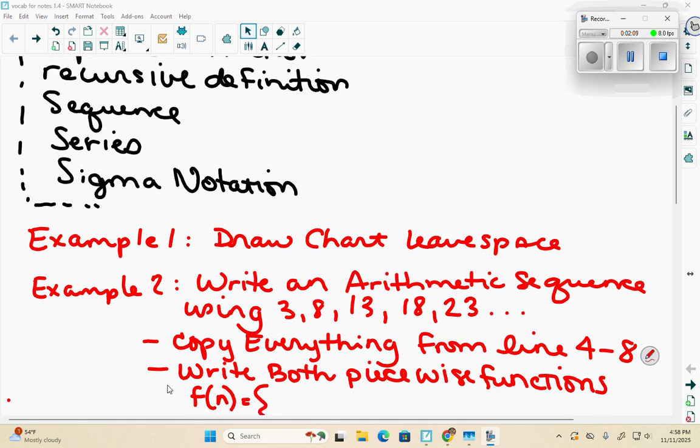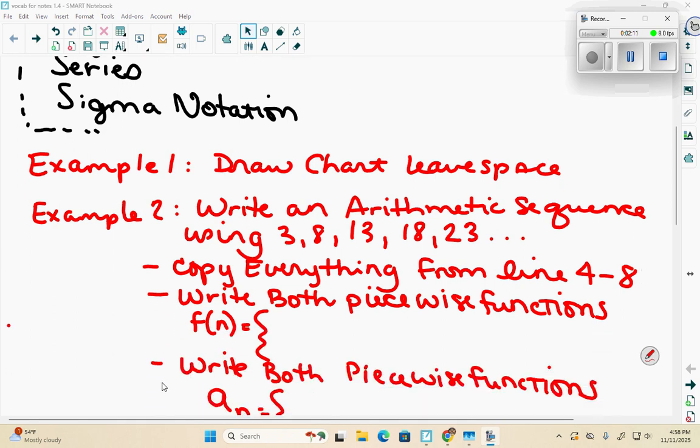Then it says write both piecewise functions for the f of n. Right below that, there's like 2 lines, and then you see the equation f of n. So you're going to write that one, then there's a sentence line, and then there's another f of n. So you're going to write both of those f of n's.